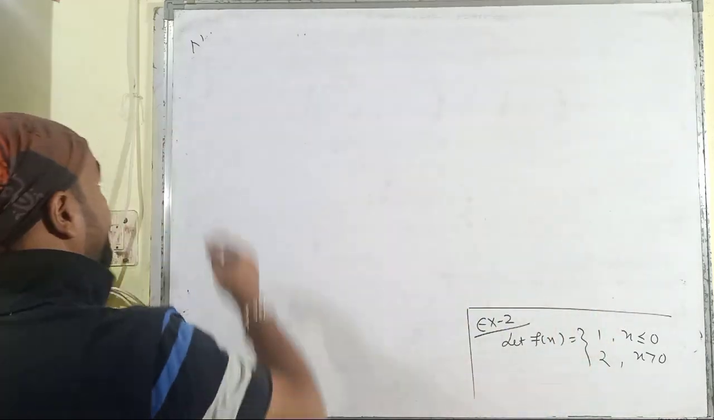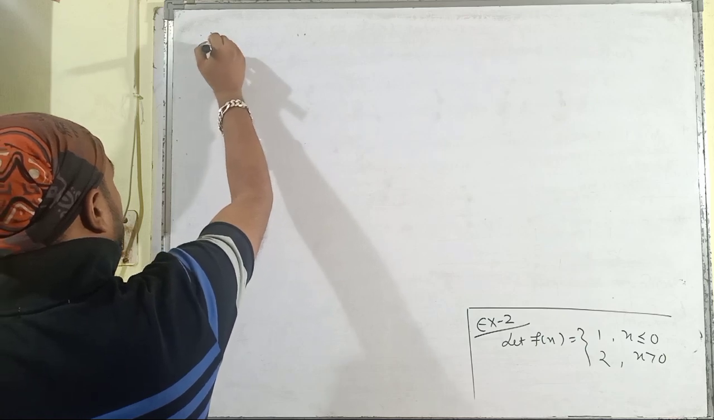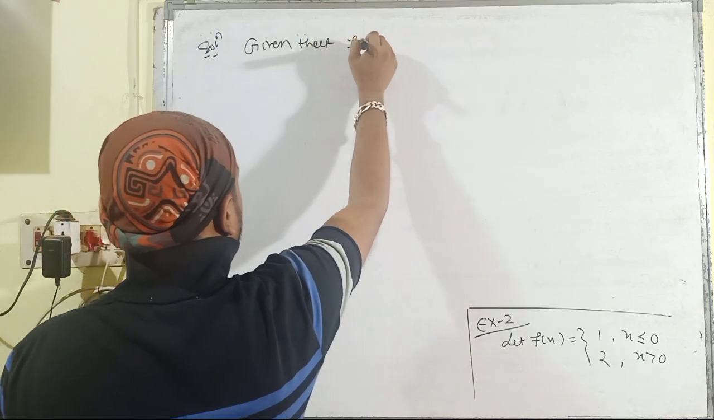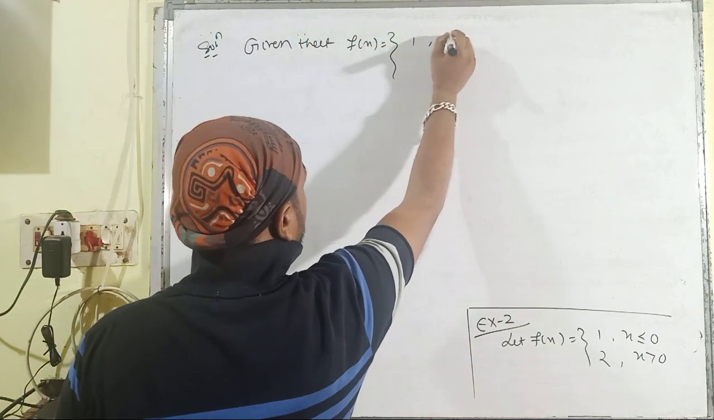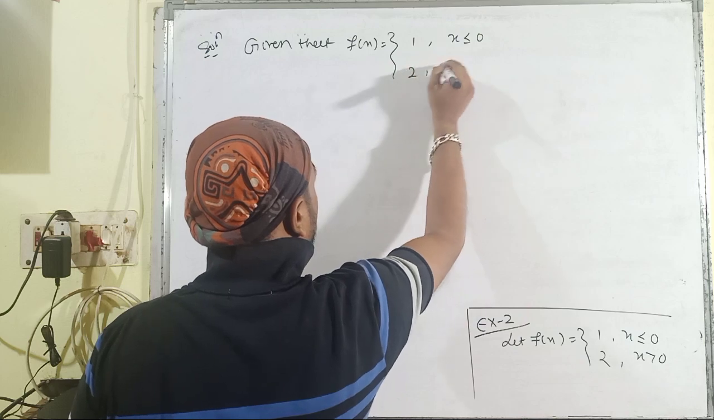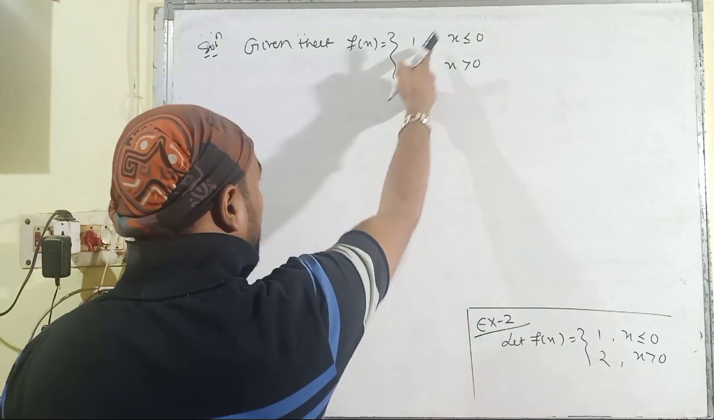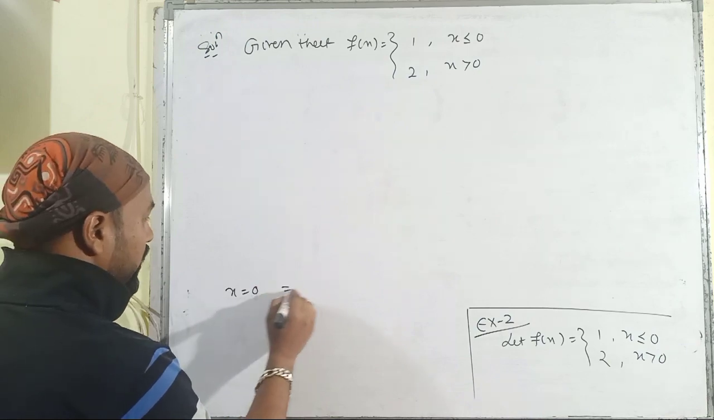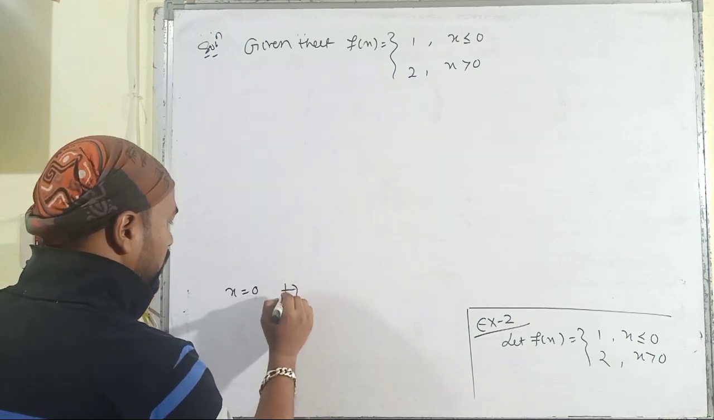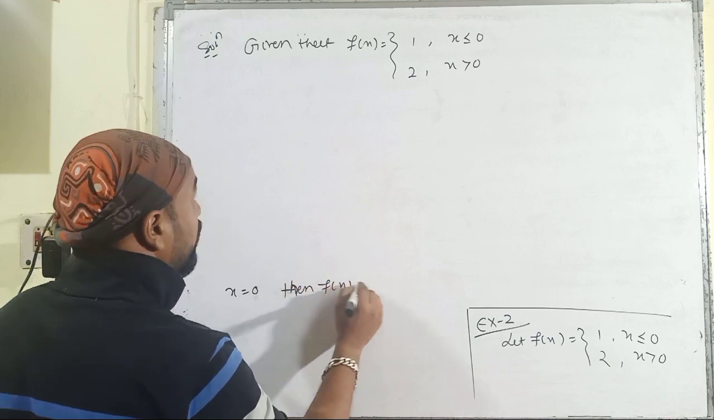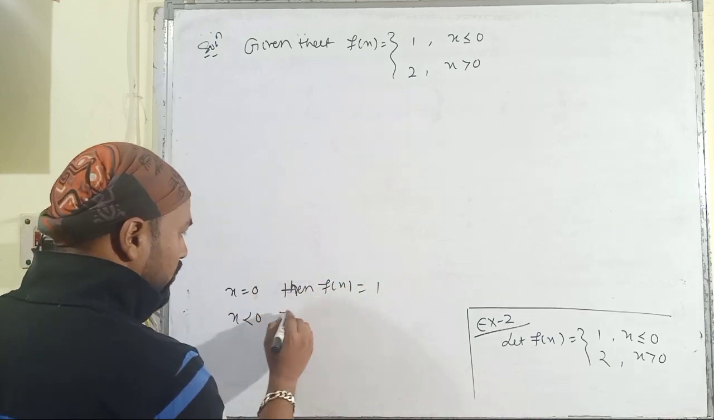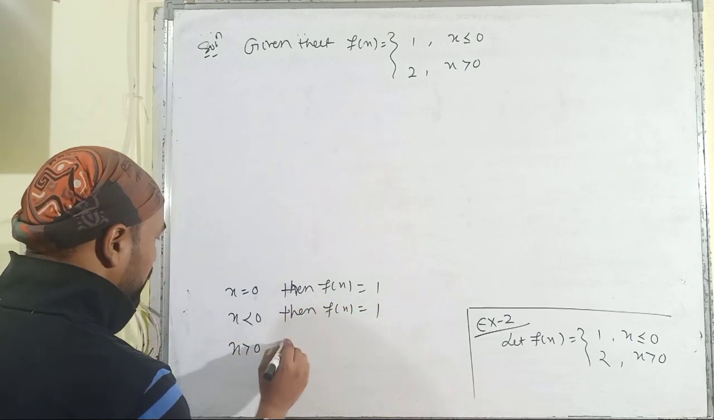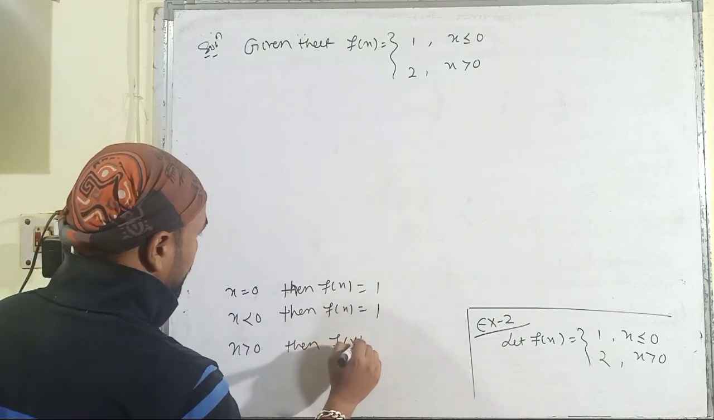So given that the function f of x is equal to 1 when x is less than or equal to 0, and 2 when x is greater than 0. It contains three types of values: when x is equal to 0, f of x is equal to 1; when x is less than 0, f of x is equal to 1; but when x is greater than 0, then f of x is equal to 2.